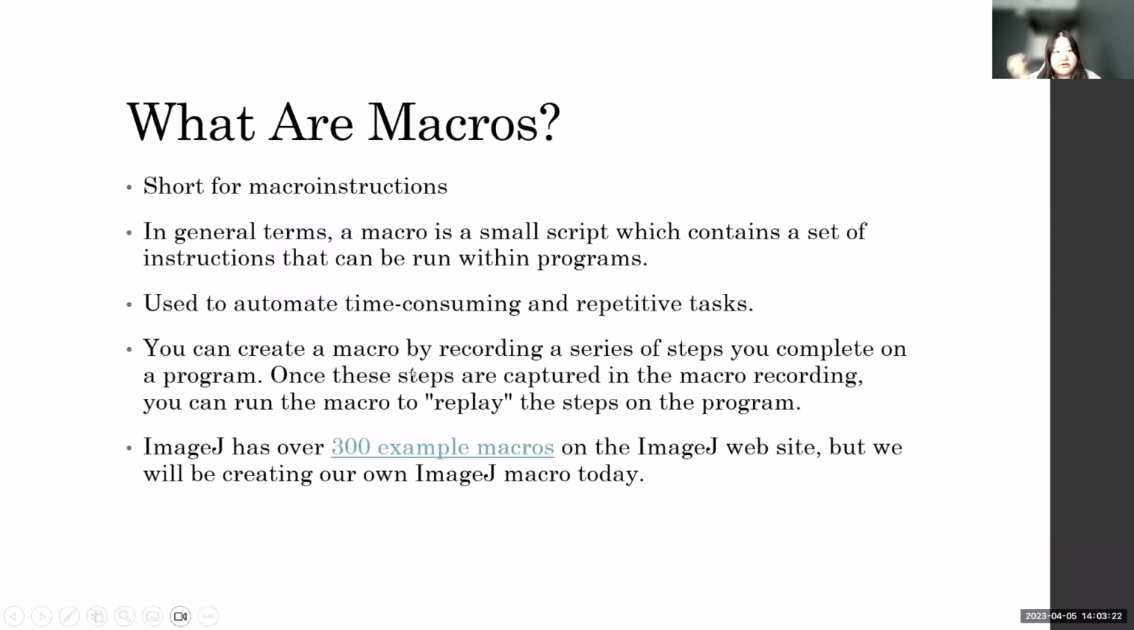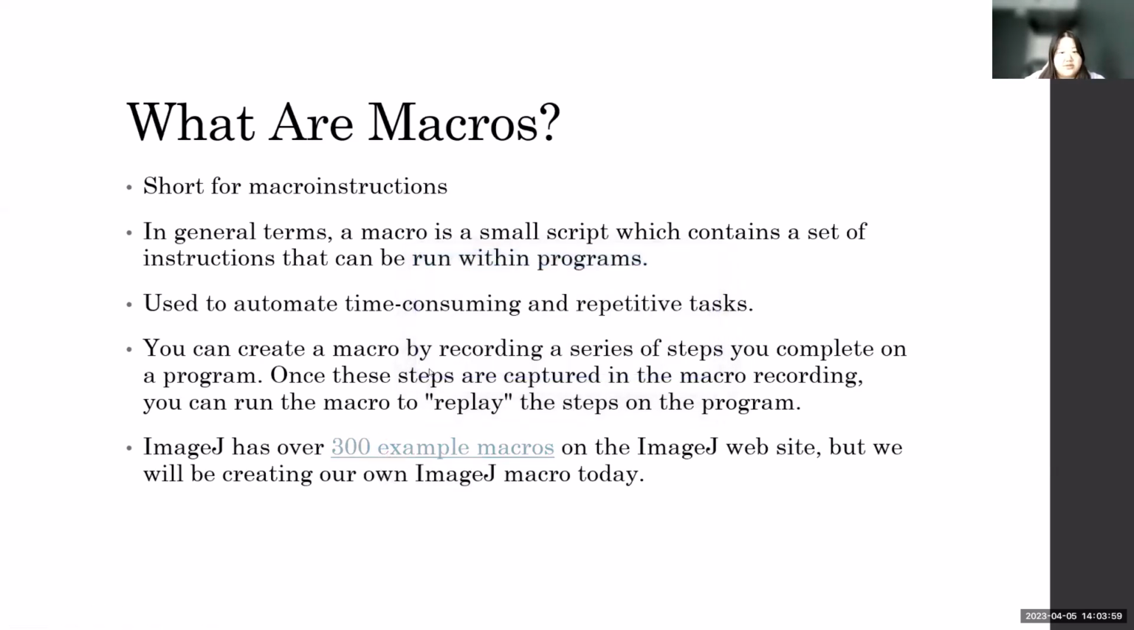So what are macros? Macro is essentially short for macro instructions. These are small scripts that contain a set of instructions that can be run within your program. So they're really great for automating time-consuming and repetitive tasks. You can create a macro by just recording a series of steps that you did in a program. Once these steps are captured by the macro, you can then run the macro to essentially replay the steps in the program. ImageJ has over 300 example macros on their website.